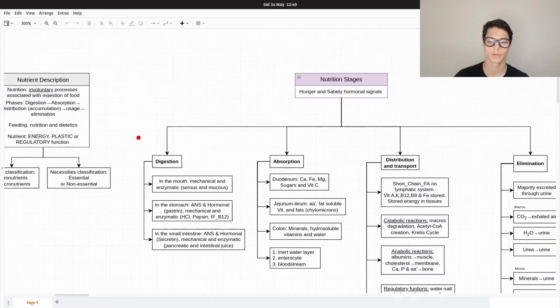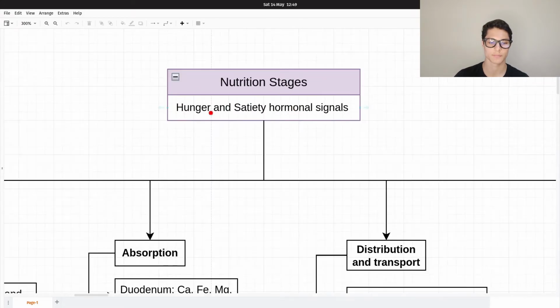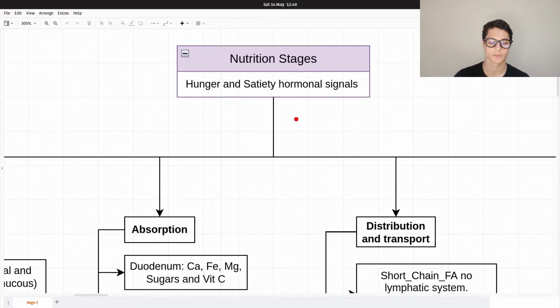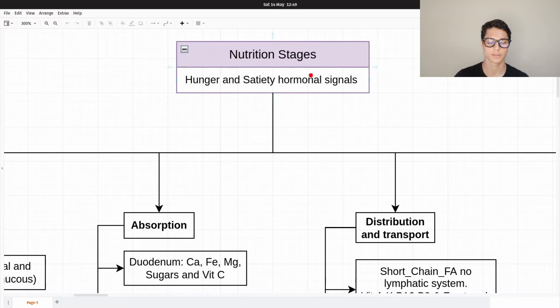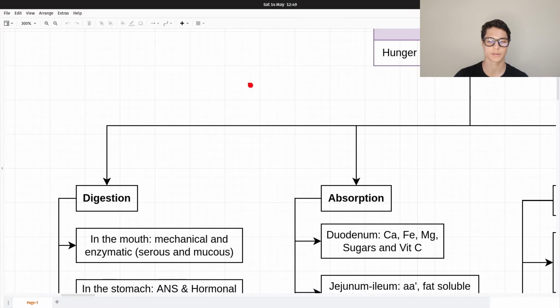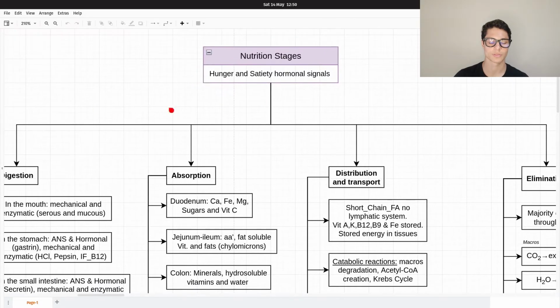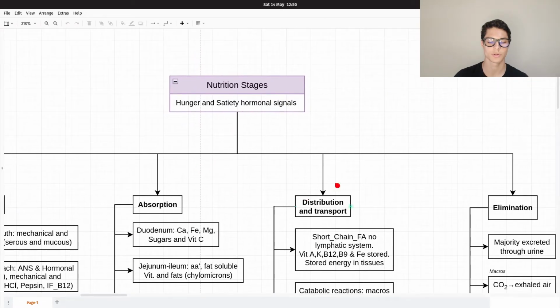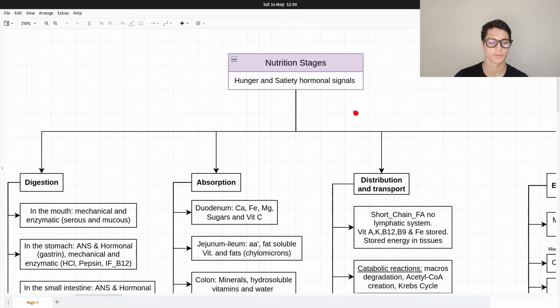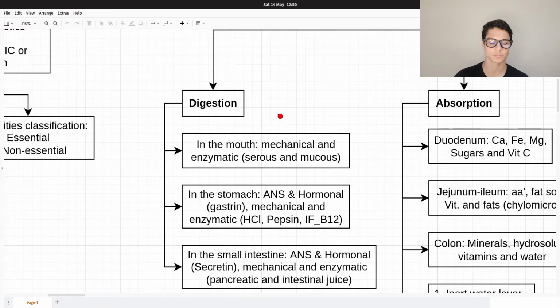Okay, so now we're going to focus on nutrition stages: hunger and satiety, hormonal signals. So basically we will start these stages when these hormones trigger. If hunger starts, then we will probably ingest and digestion will start. And then when satiety arrives, we stop and we get into absorption and distribution, and then of course elimination. So let's start with digestion.